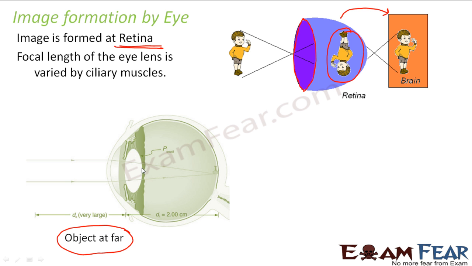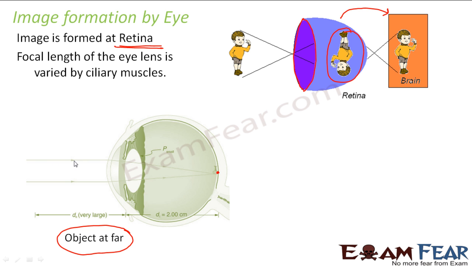So focal length increased, and what can be the maximum focal length in this case? The maximum focal length that is possible is the retina, because this is the end of the eye, right? Retina was the last thing in the structure of the eye. So beyond retina, it cannot increase. So that means the maximum focal length possible is the retina.